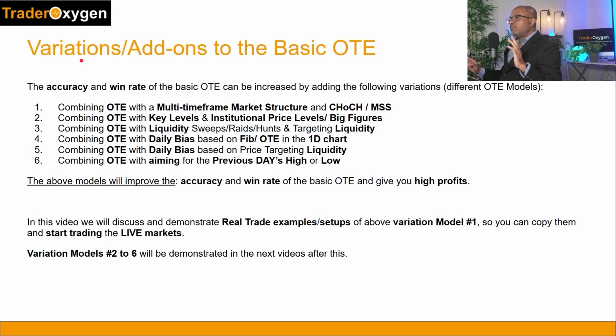Okay, so these are the variations and add-ons for the basic OTE. So the accuracy and the win rate of the basic optimal trade entry can be increased by adding the following variations. So we call this as different OTE models. So in model 1, you will combine OTE with multi-timeframe market structure and change of character or market structure shift. Now these models will improve the accuracy and win rate of the basic OTE and will give you high profits.